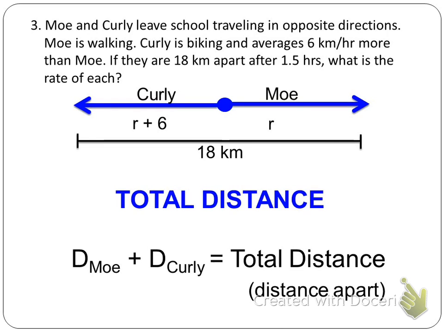So when you find total distance, it's the distance of each of them. So we need to take the distance that Mo travels plus the distance that Curly travels. That will give us the total distance apart. In this case, the total distance is 18 kilometers.